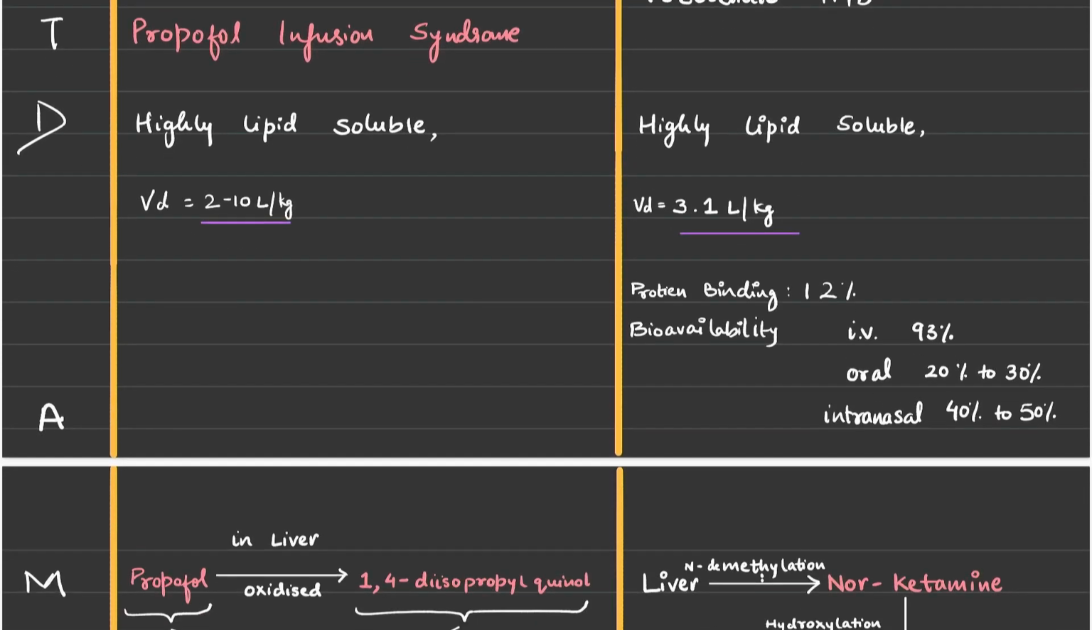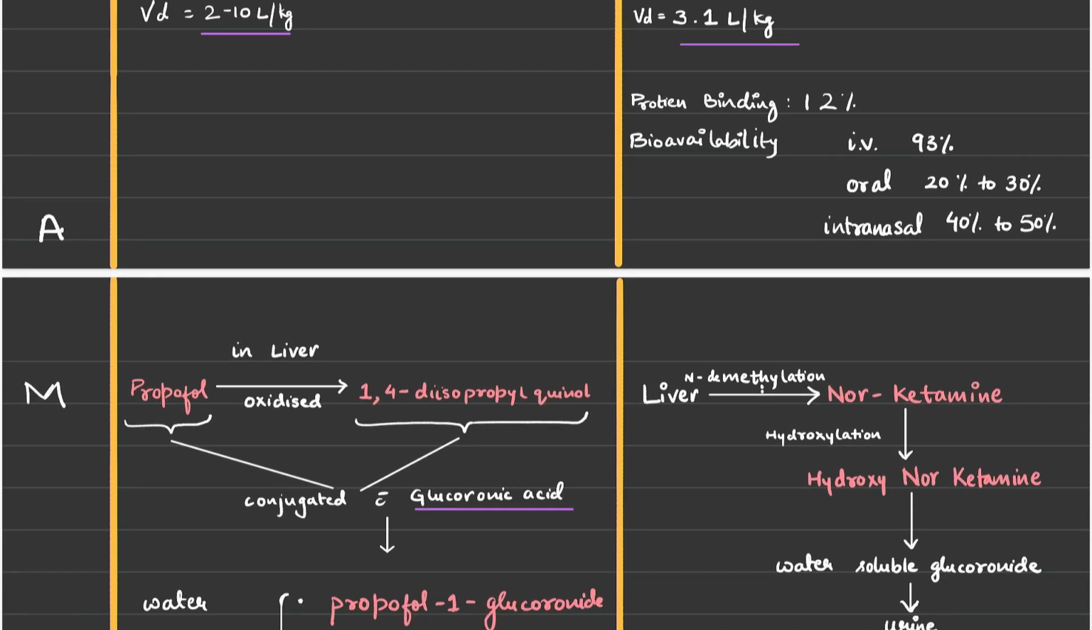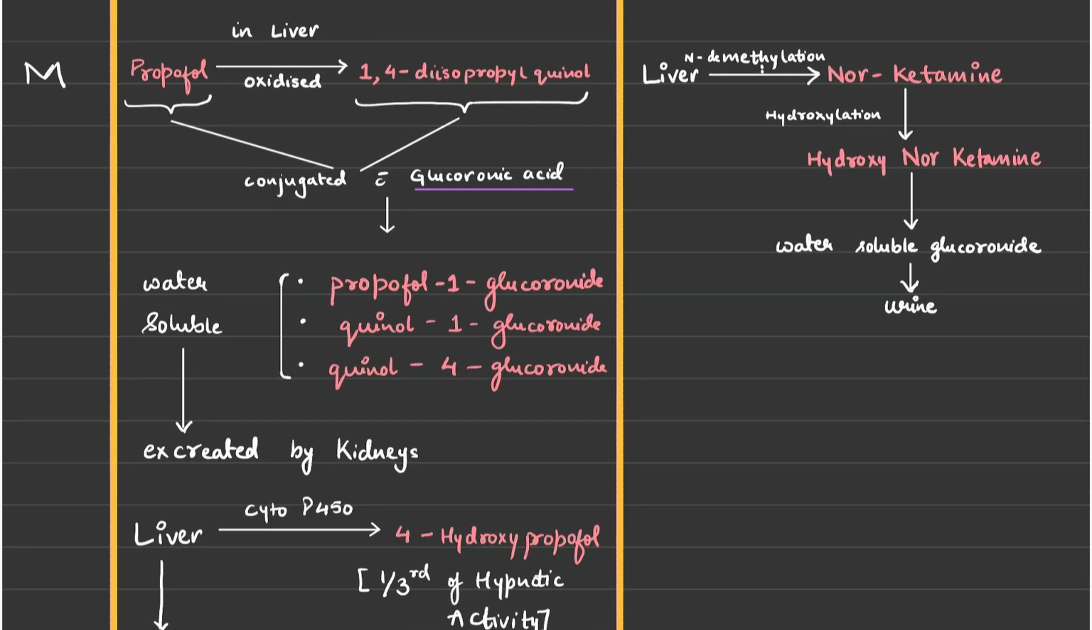Talking about distribution, ketamine is highly lipid soluble. Volume of distribution is 3.1 liters per kg. Protein binding is 12%. Bioavailability of various routes: IV is 93%, oral is 20 to 30%, intranasal is 40 to 50%. Talking about metabolism, in the liver, due to N-demethylation, ketamine is converted to norketamine, which is hydroxylated to hydroxynorketamine. It forms water-soluble glucuronide conjugates and is excreted through urine.